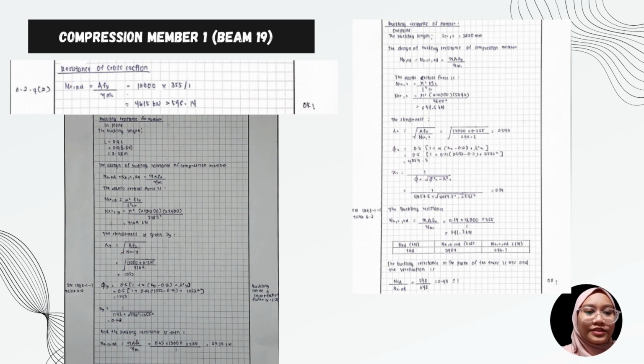After all the calculation of the buckling resistance in the plane, NED over NBRD is 0.93, which is less than 1. This indicates that the design is okay.